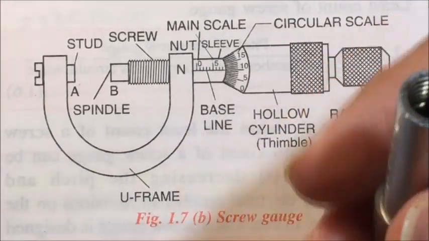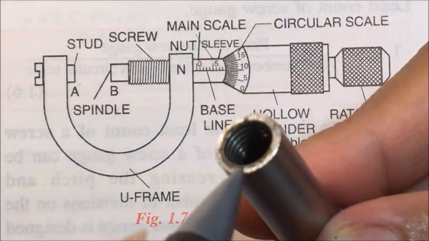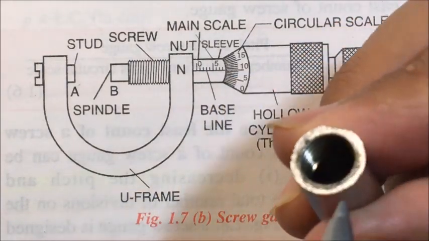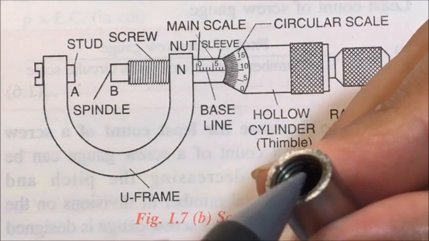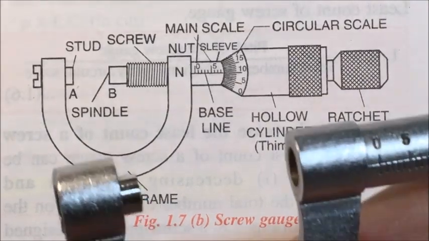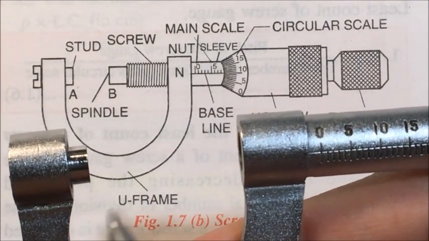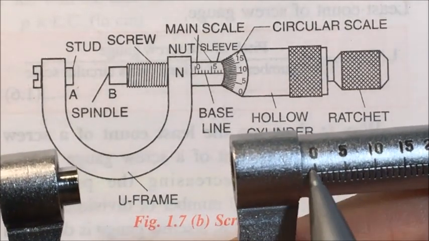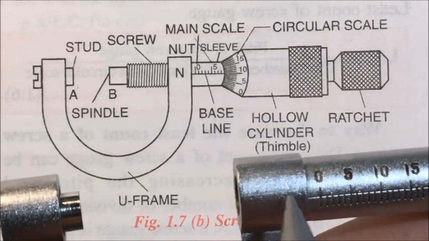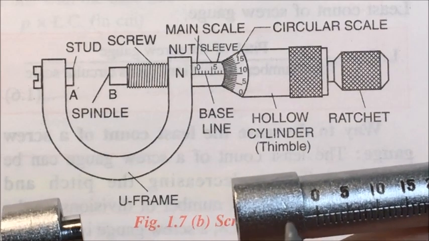Now you can see it is threaded from inside, the nut and the sleeve. There are threads inside. So this is the nut and sleeve arrangement, and this sleeve is graduated. You can see one reference line is there. This reference line, or we call it the base line, runs parallel to the axis of the screw, and this forms the main scale. This is our main scale on the screw gauge.